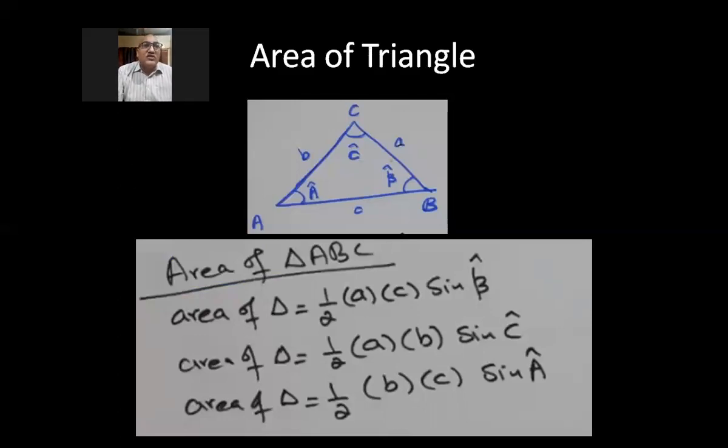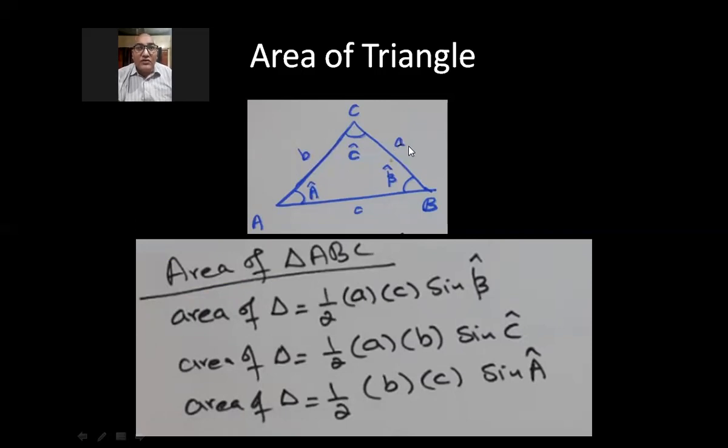If you have a triangle and you know two sides and the included angle between those two sides, you can find the area of that triangle. For example, if I know A and C and the angle B, I can find the area of this triangle. The formula will be 1/2 into A into C into sine of B.